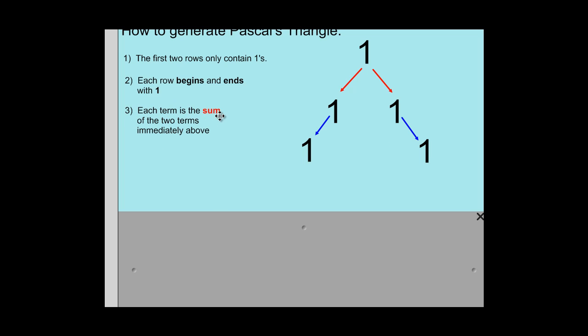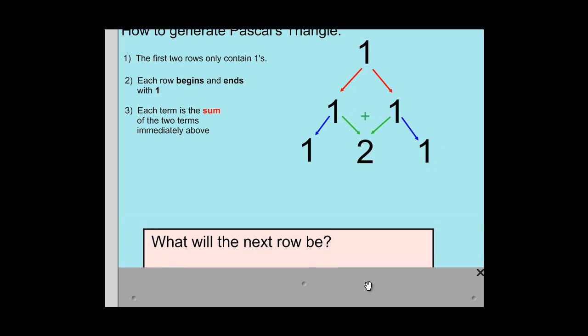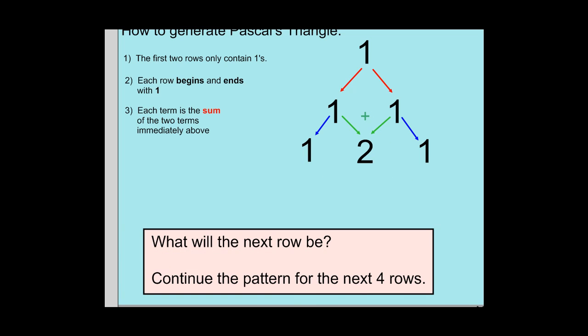To get the next values in that row, each term is the sum of the 2 terms immediately above. So we're in this row. Here's the terms that are above. You have to add them up. 1 plus 1, you put 2 there. Okay, there you have it. We have row 2. 1 plus 1 gives 2, 1s on the ends. So take a minute to do the next row and continue it for the next 4 rows. You can always reference the Pascal's triangle at the start of these notes.